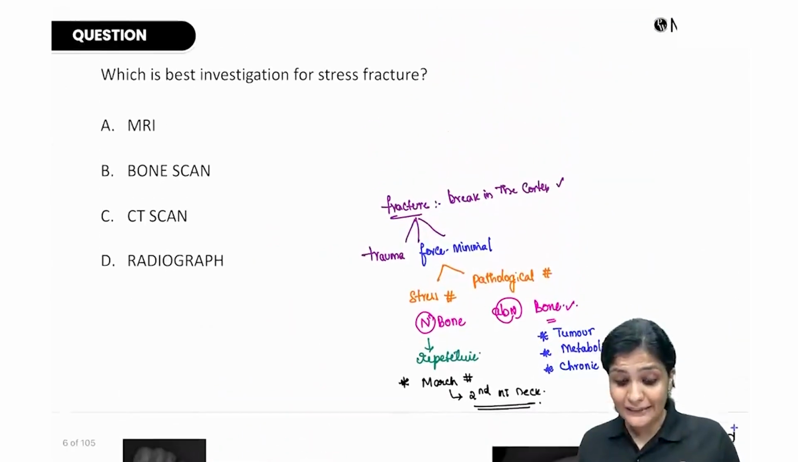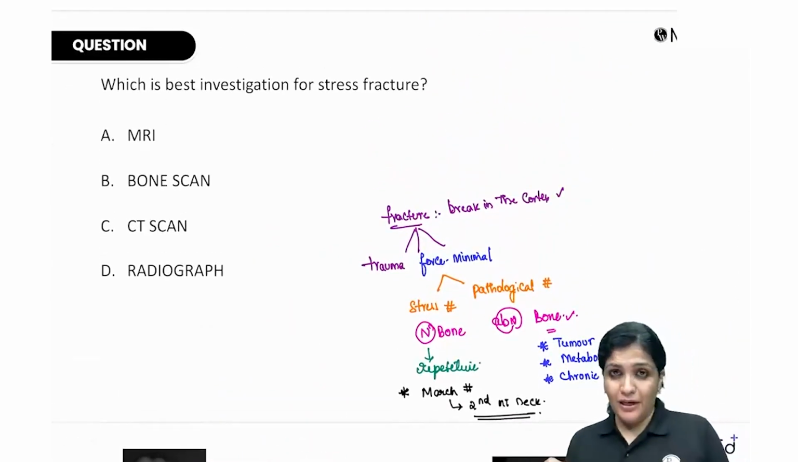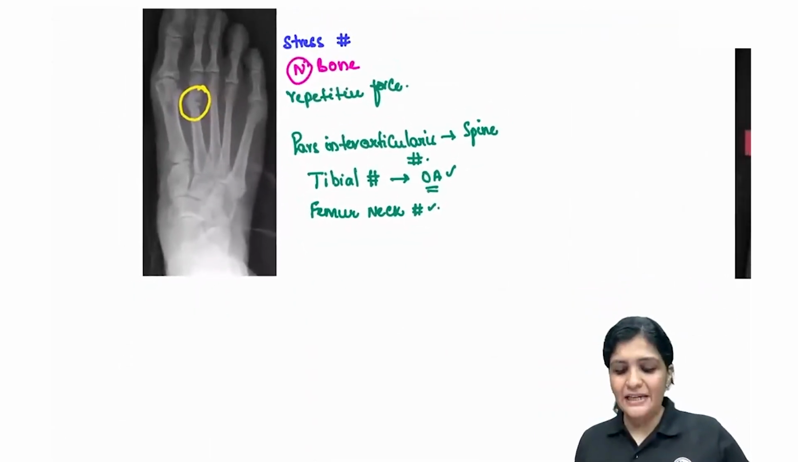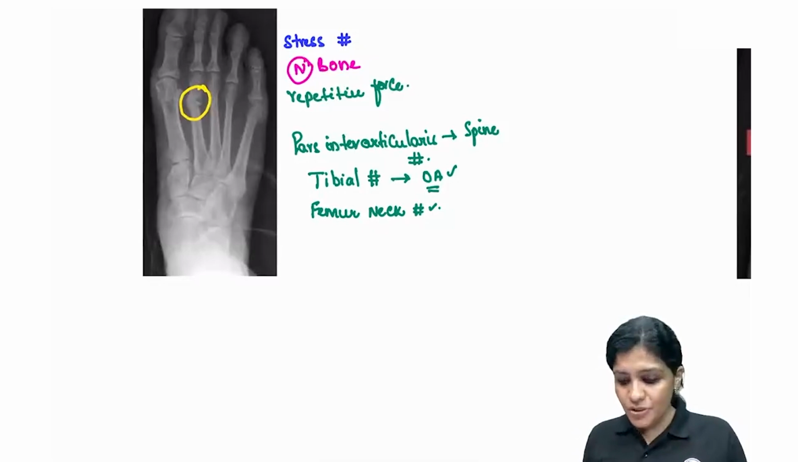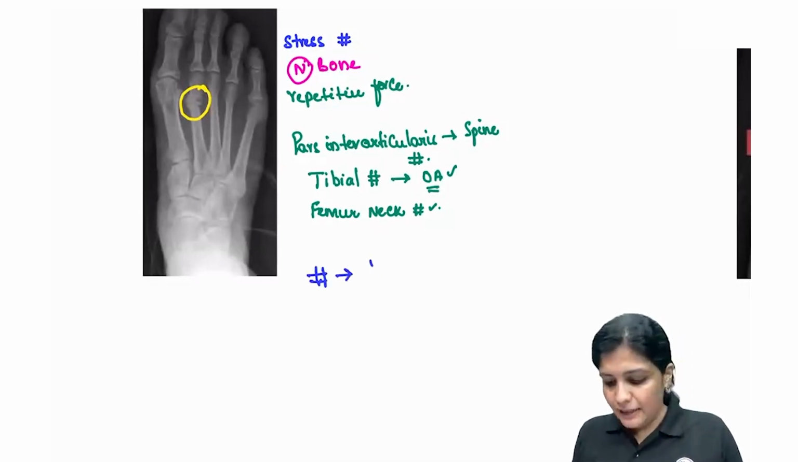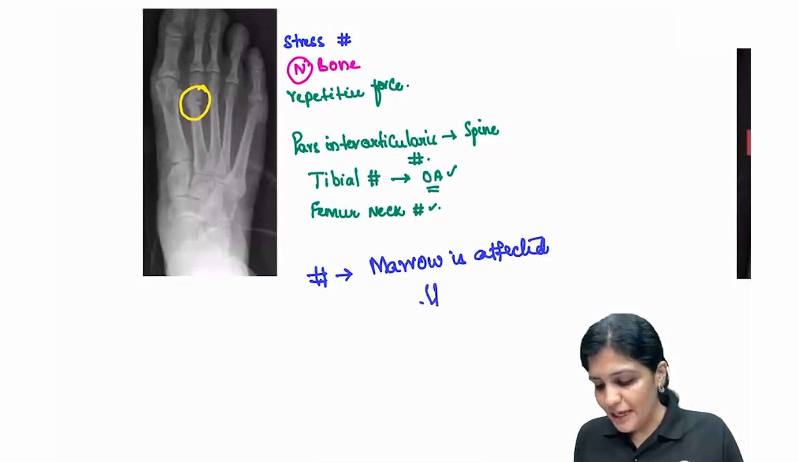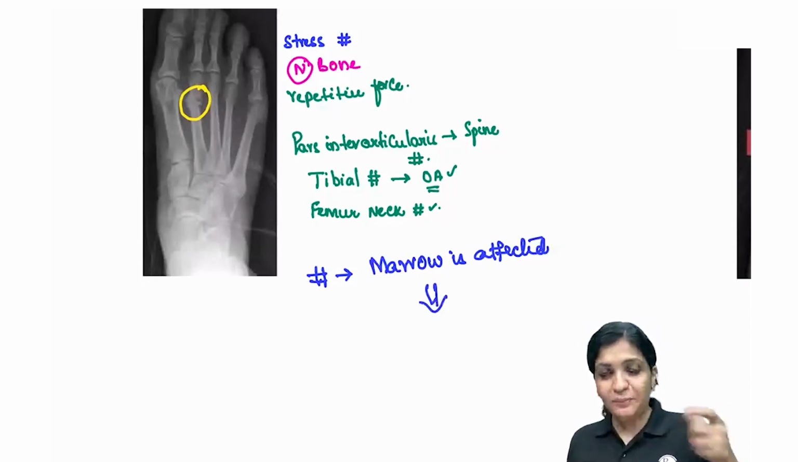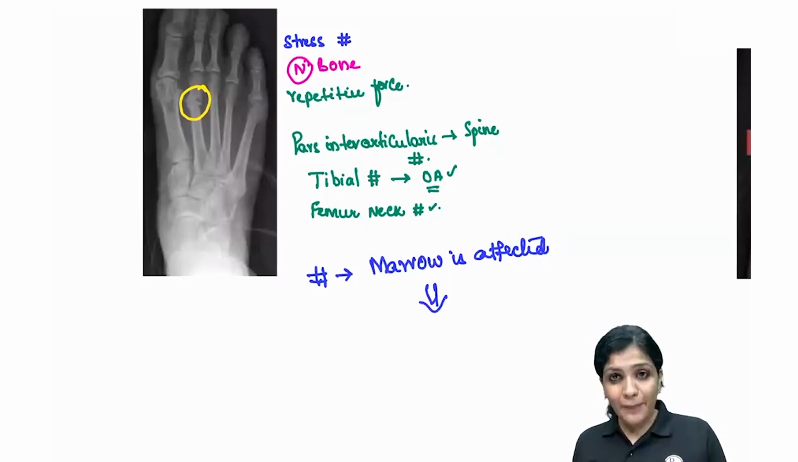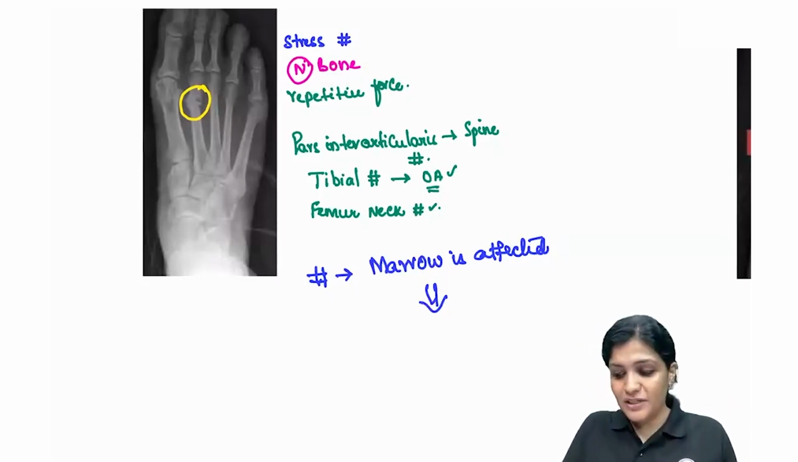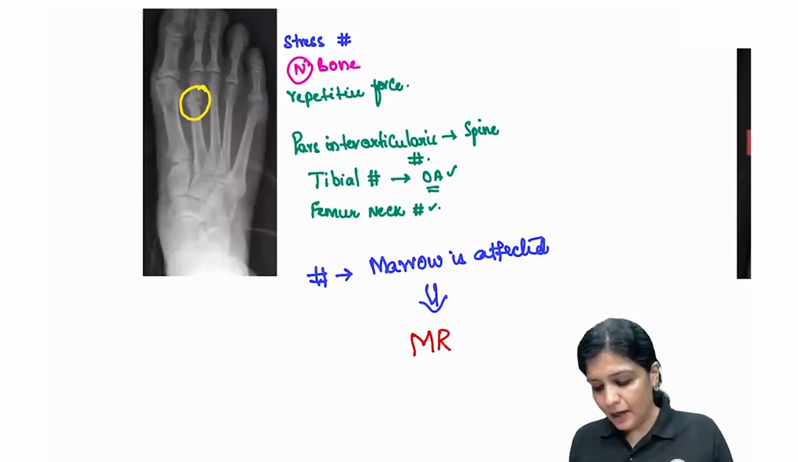The question asked is the investigation of choice in case of stress fracture. So here I have shown you an x-ray for the stress fracture, right? Usually whenever the fracture is in the initial stage, the marrow is the one which is actually affected, right? So to visualize this particular marrow, there will be a break in the marrow first, followed by the cortex. To visualize this marrow first, you have to go for which investigation? So it is the MRI.